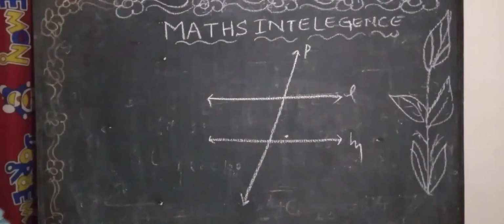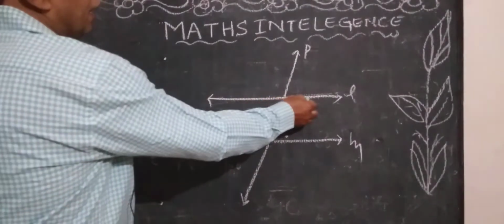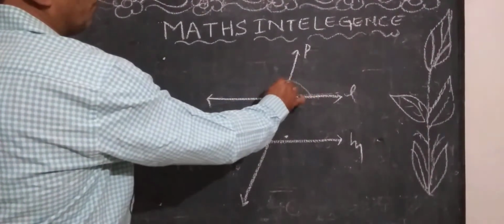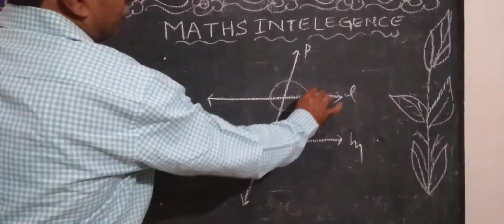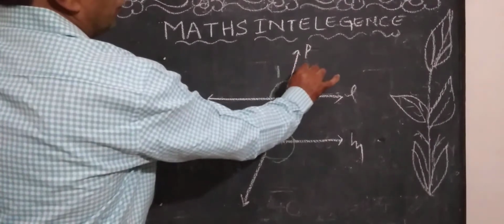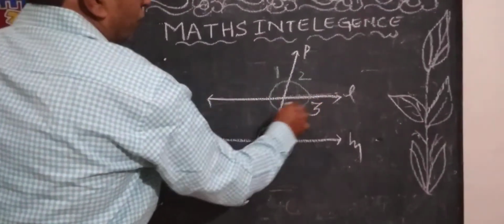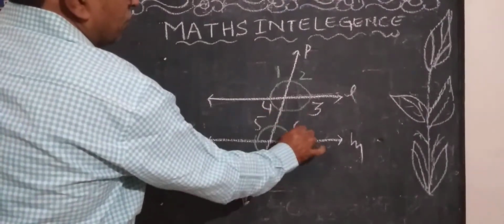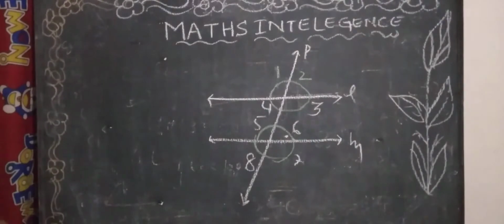Now what can you observe here? See, here also angles are formed. Here also angles are formed. Here also, see. In total, how many angles? 1, 2, 3, 4, 5, 6, 7, 8 angles.